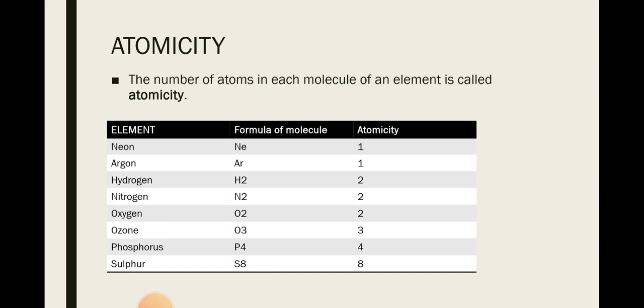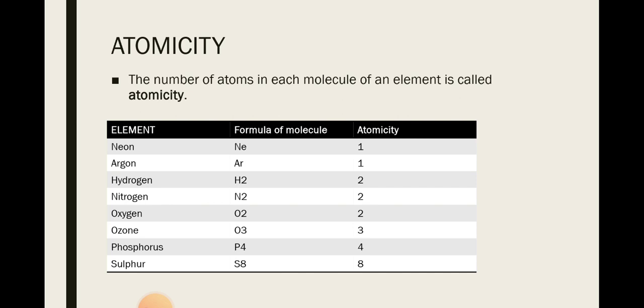Now I want to quickly talk about something important under molecules, and that is atomicity. Atomicity is the number of atoms in each molecule of an element. If you look at the table here, neon has only one atom, it's just Ne, and the atomicity is 1, and sometimes we call it monoatomic. So we can say that neon is monoatomic.